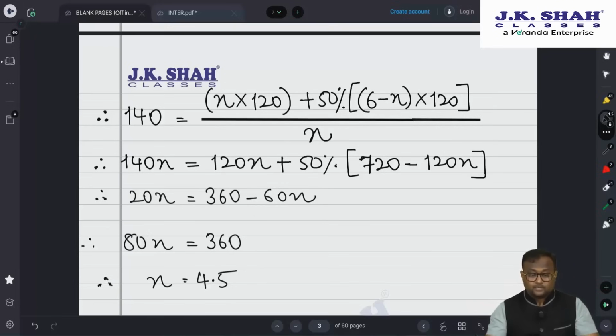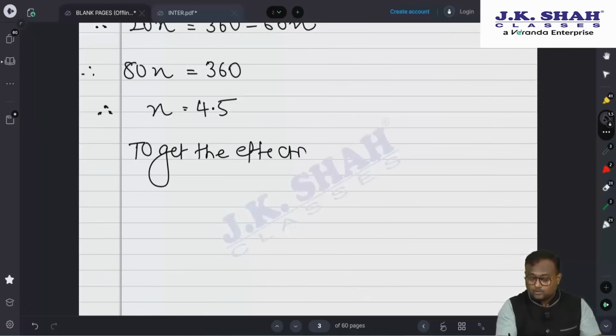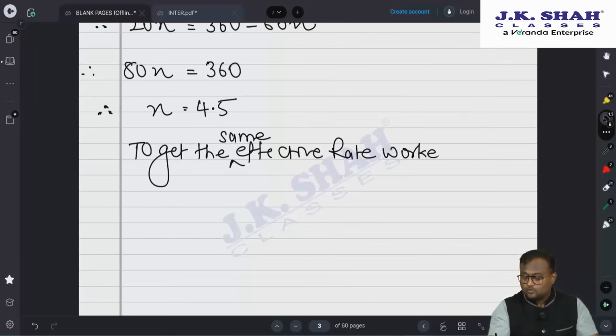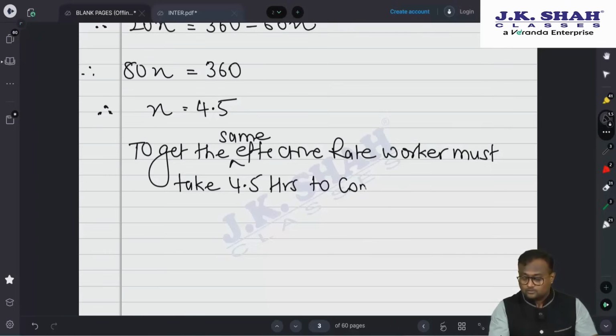So to get the same effective rate, the worker must take 4.5 hours. Workers must take 4.5 hours to complete the task.